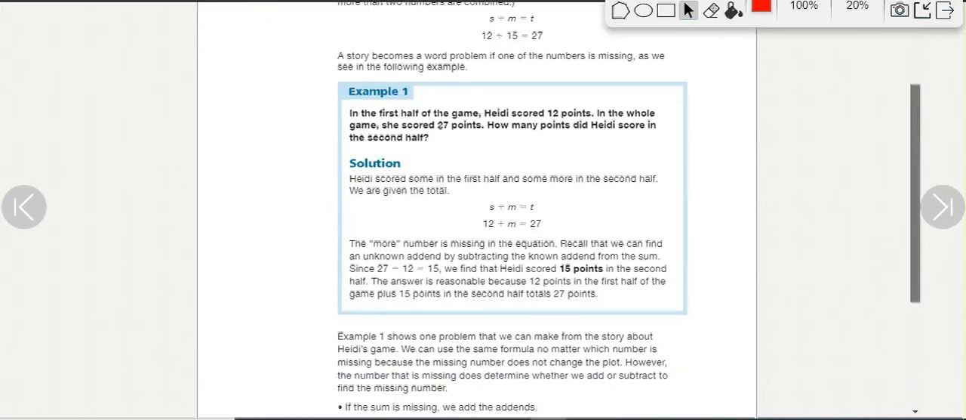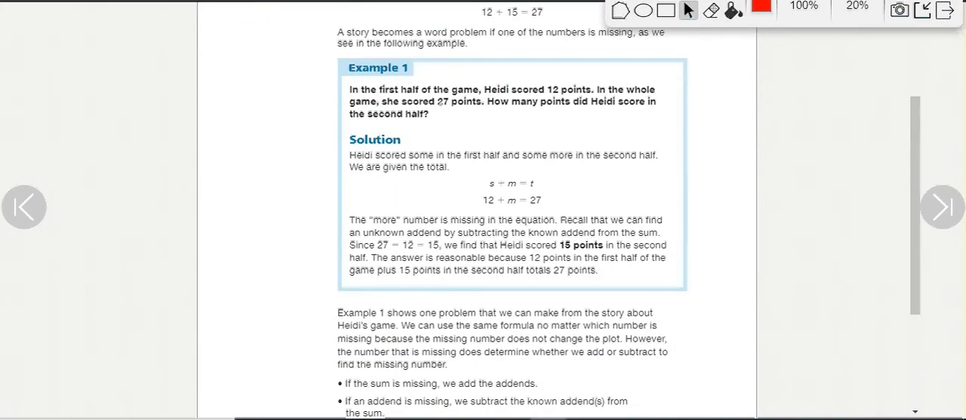What if they tell us she scored 12 points, example 1. She scored 27 in total, but we don't know what she scored in the second half. How could we find it? First of all, write out your formula, s plus m equals t. And then we decide which ones we know. We write them out. We write 12 in the first half, so sum. 27 in total at the end of the game.